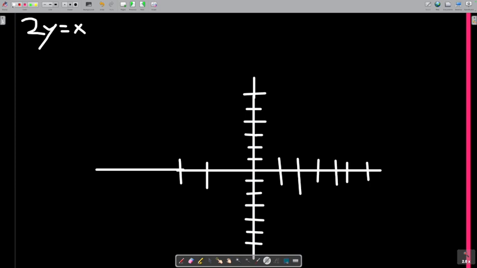Okay, next we got 2y is equal to x. Now what does this mean? Well, let's go over this. Now this is not proper slope-intercept form, because in slope-intercept form it's y equals, not 2y. So you have to divide by 2. So we've got to divide by 2, and then here divide by 2. That's going to give y equals x over 2. And then, what is x over 2? Well, that's x times 1 over 2, which is 1 over 2 x.